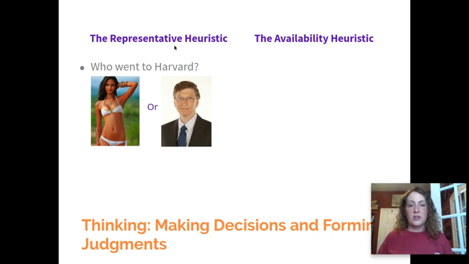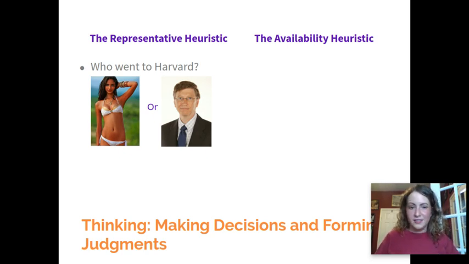And so that's a representative heuristic: you are using basically stereotypical answers to guess the answer to a problem. This is not your typical stereotypical person that graduated from Harvard. You would think this guy, he's in a suit, he's nerdy looking, white guy, glasses. Of course he went to Harvard. She probably isn't all that smart. Look how beautiful she is.